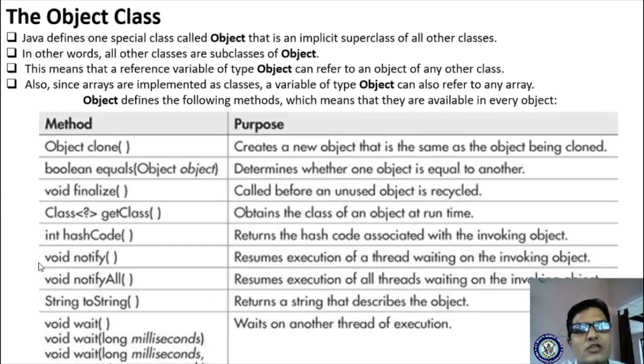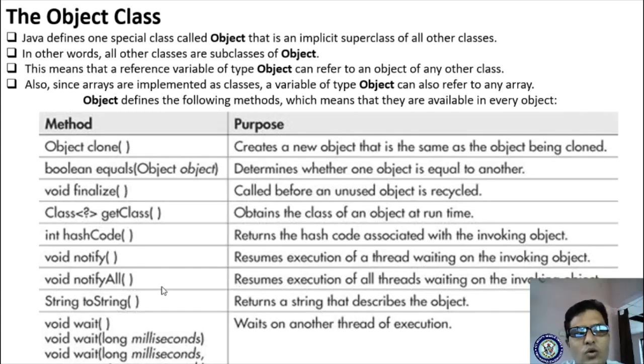Okay, the next one is the void notify method. Please observe here, this is very important. It resumes execution of a thread waiting on the invoking object. What do you mean by a thread? A thread is a lightweight process. So if you stop one process and want to start it again, you have to call the void notify method. If you call the notify method, the stopped thread will execute.